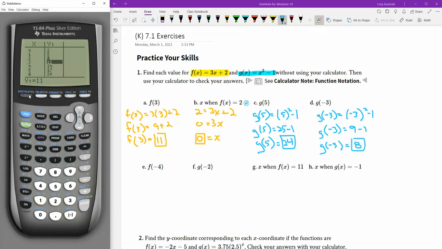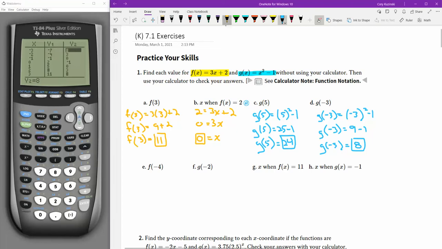All right, so let's graph that second function, x squared minus 1. Let's see what we can get off the graph. There's that parabola. It's what we call a quadratic function. We're going to work with that more later. G of 5 is not going to show up here, but what about negative 3? There's the 8 right there. If we go to the table, we can see 5 gives us 24, and we can also see the negative 3 gives us the positive 8.